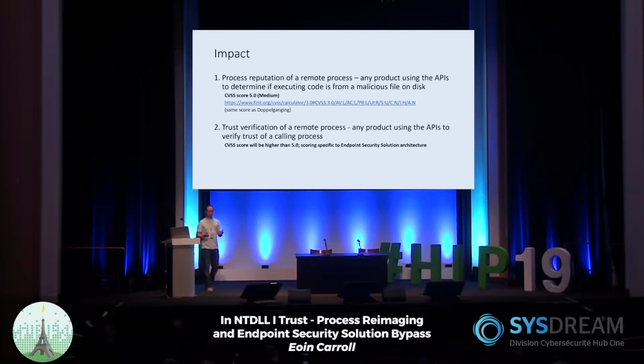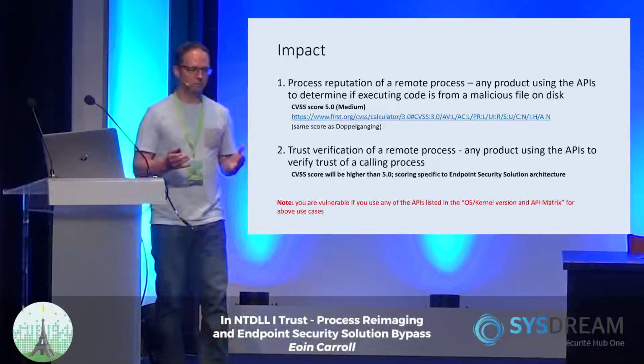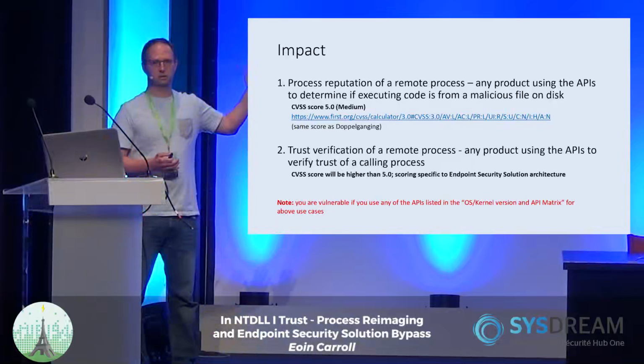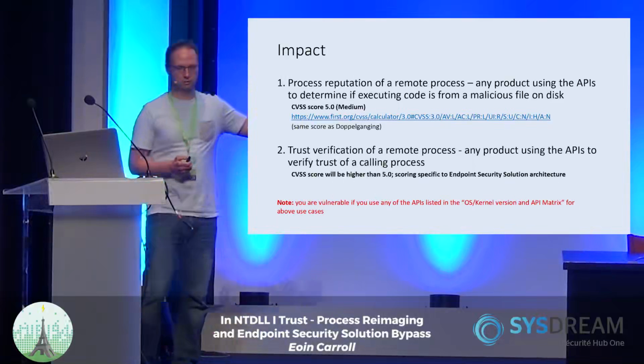And then the second one is where you're trying to verify the actual trust of the process, whether that can call into your trusted infrastructure or not. Now, depending on your endpoint security solution and the architecture, how it works, that CVSS could be a lot higher. I can't quantify that because it depends on the endpoint security architecture. So if you have an endpoint security solution and you're using any of those APIs mentioned today, it's highly likely you're vulnerable to process reimaging.